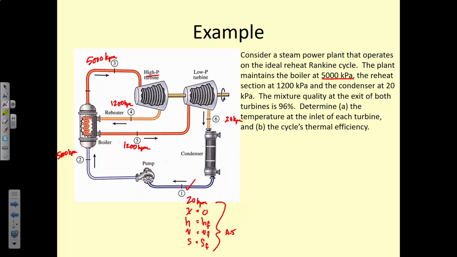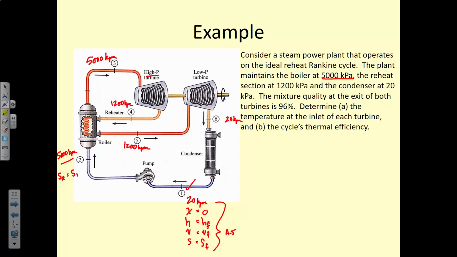Okay, what about state 2? How would we find all of the properties at state 2? We know the pressure. What's the other thing we know? Okay, it's isentropic, so the entropy at state 2 is going to be equal to the entropy at state 1. Now, do we have tables that go down to 5 megapascals?